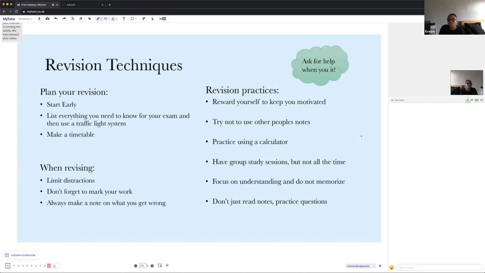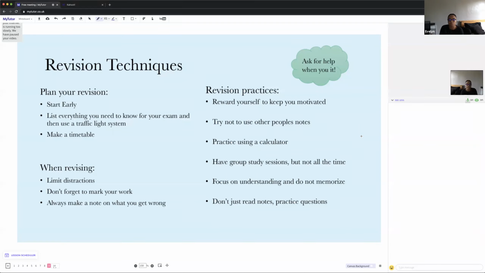Have group study sessions. That's always a good idea, but not all the time. It's always good to practice and revise with your friends, but don't think that that is a replacement for your own personal and private study time as well.